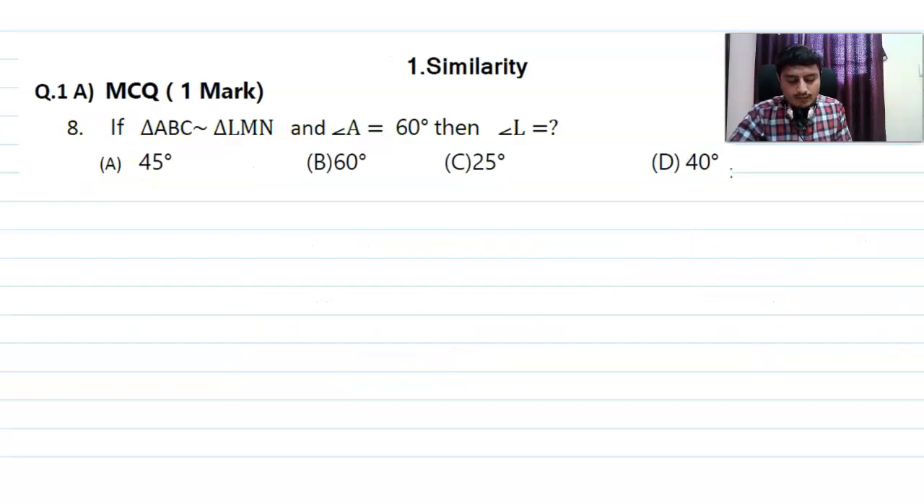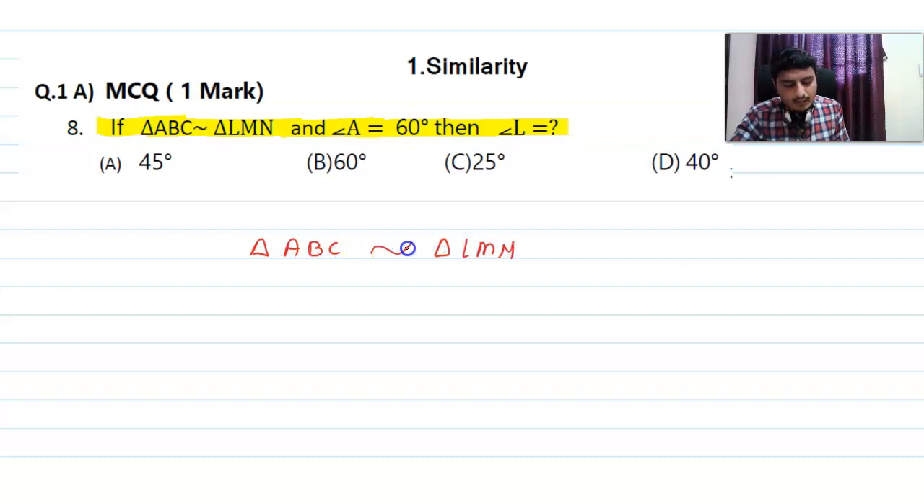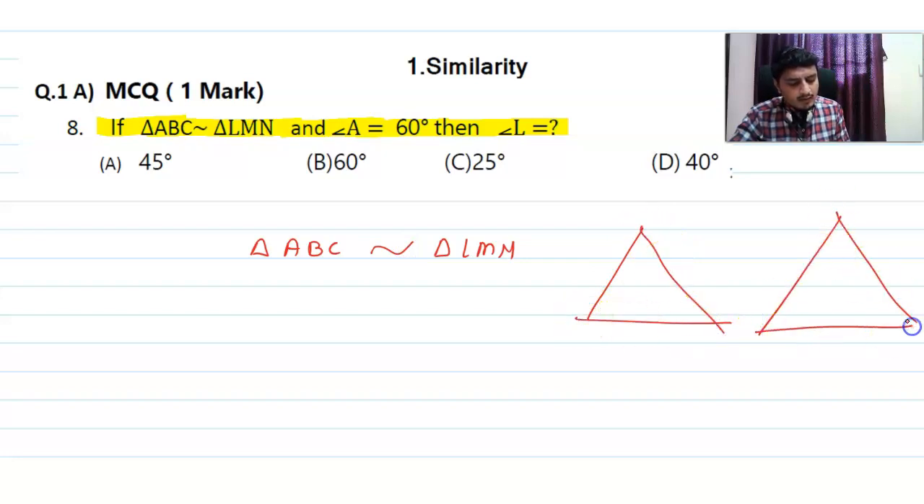Look at the 8th question. If triangle ABC is similar to triangle LMN and angle A equals 60 degrees, then angle L equals what? We have four choice codes, and among them we have to choose the correct one. There are two similar triangles, ABC and LMN. Let's draw the figure first. The first triangle is ABC, the second is LMN. Keep in mind that vertex A corresponds to L, B corresponds to M, and C corresponds to N.